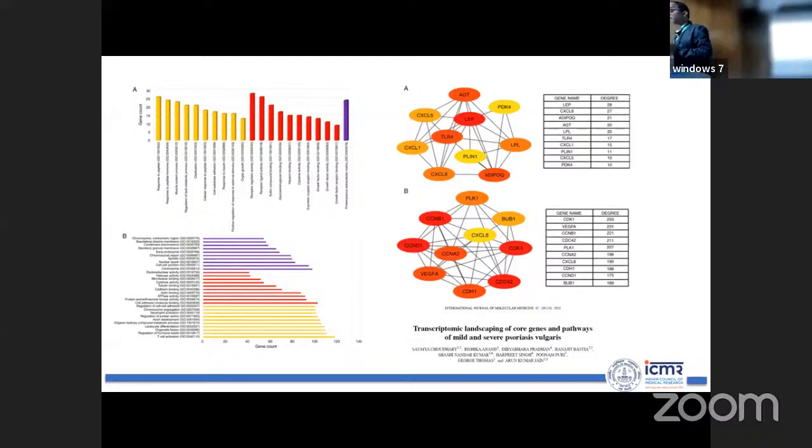That is called hub gene identification. This is the research paper you can follow by taking open source data. We have in fact analyzed it and identified hub genes.